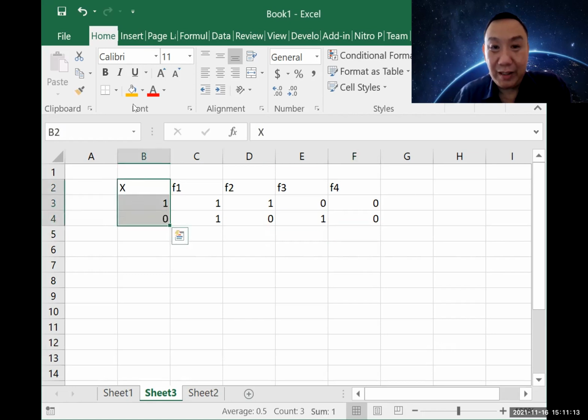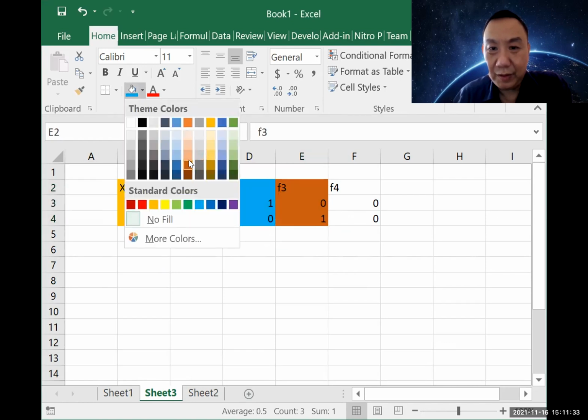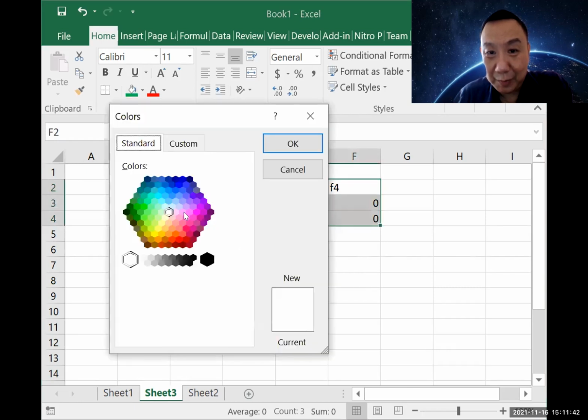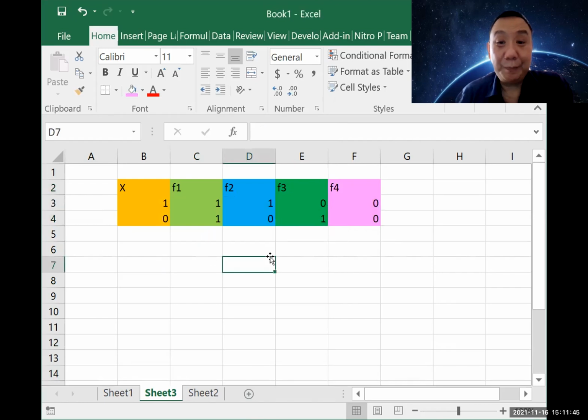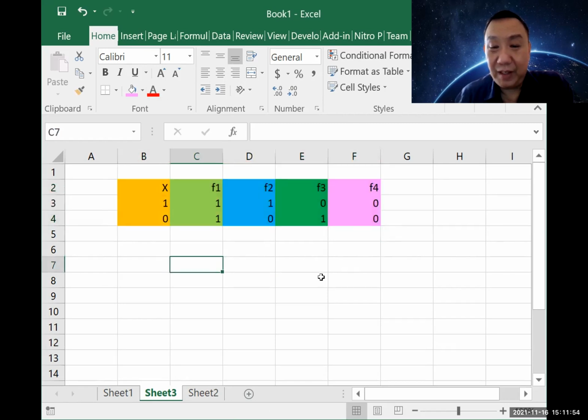But remember, this is the input and this one is the output. So I will color the column here. The output is this one. I will make it a different color so that you know that this is actually a different function. I like pink, so let's color it pink. So what is this F1? What is this F2? What is this F3?